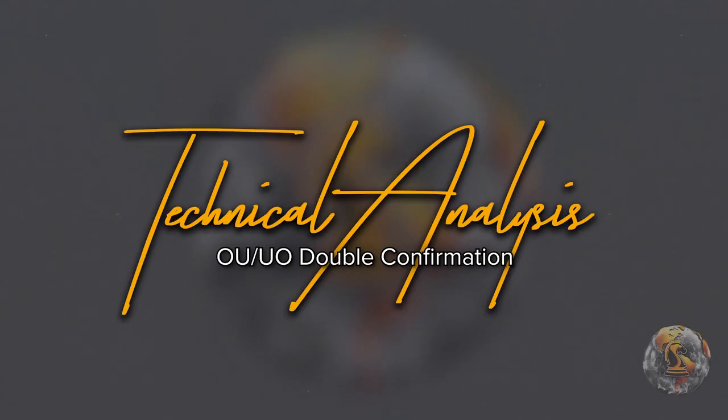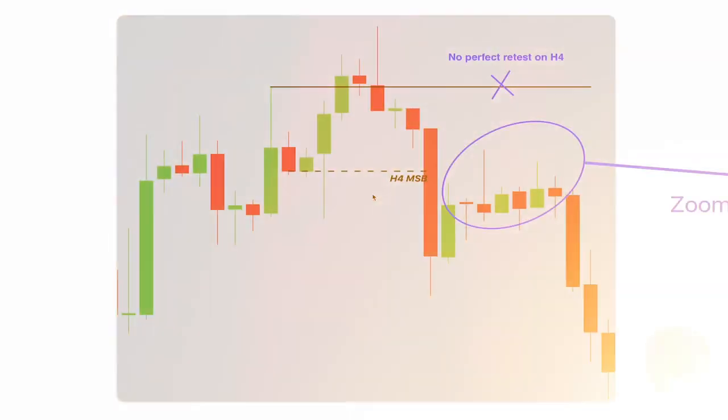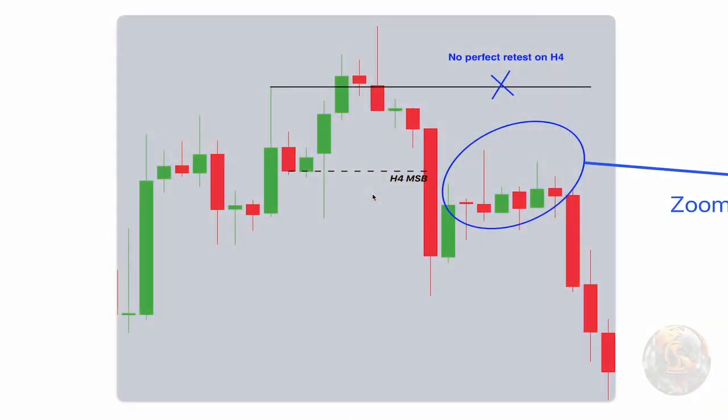Let's now look at an extension of the over-under and under-over pattern, which is double confirmation. In some instances, you will not see a perfect retest on your under-over or your over-under. I've shown it here with an over-under representing a top, and we have it on a 4-hour chart, okay?